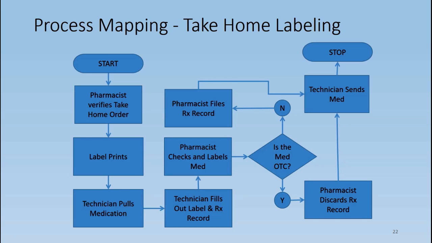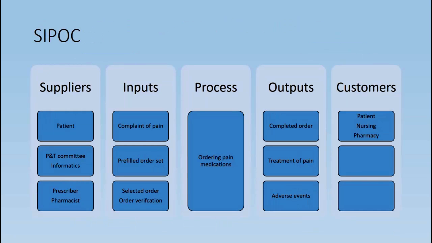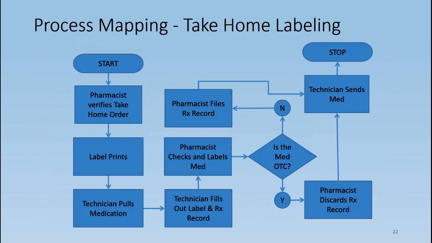What I'd like you to do is map whichever one you picked for your SciPoc. Whatever you've come up with for inputs and outputs and customers, this is the broader 30,000 foot view. We're going to zoom in on this and see what happens there. So I'd like you to use a process map.